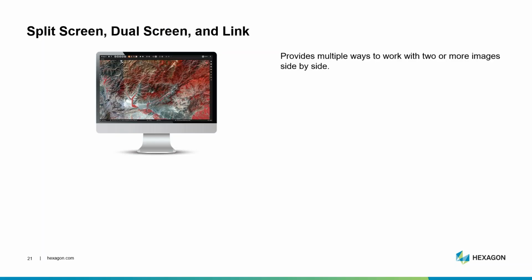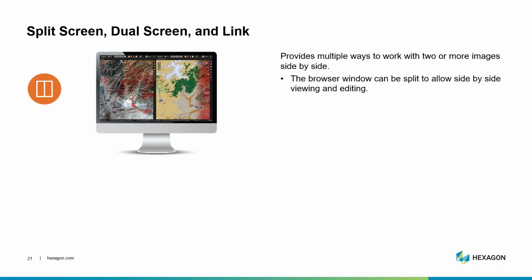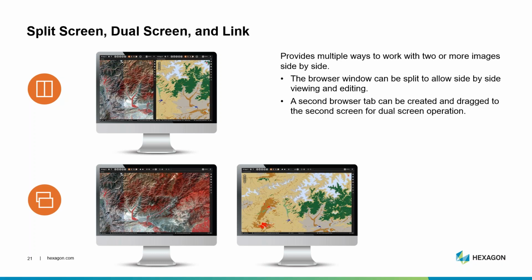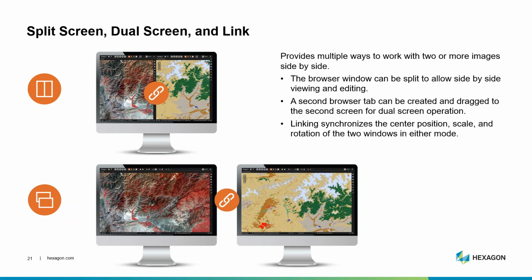So when I am working with 2 images or I want to do a change detection, I still have the standard option of viewing 2 images by splitting the browser window to view the image side by side. Or I can also open a separate browser for a multiple monitor exploitation. And of course, I am able to geo-link them all together to have a synchronized view. So when I pan and zoom on one image, the other image will follow.